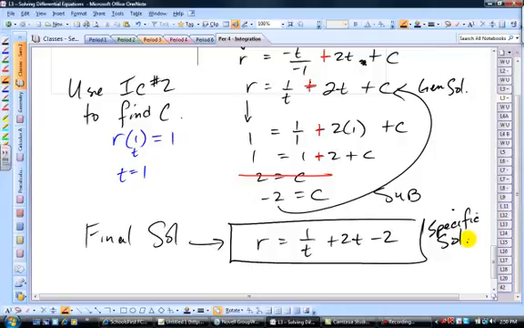You're going to have to work on this one and get used to it. Get used to the notation, the steps, and how to use your initial condition. So give your homework a shot. Come prepared tomorrow, and I'll see you then.